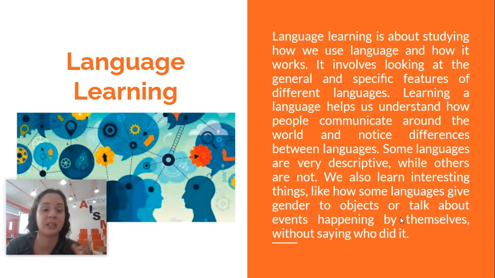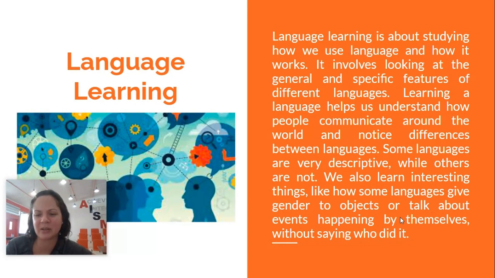Language learning, or linguistics, that's the other way we call it, is the study of how we use language and how it works. It involves looking at the general and specific features of different languages. Learning about language helps us understand how people communicate around the world and notice differences between languages. Some languages are very descriptive, while others are not. We also learn interesting things like how some languages give gender to objects or talk about events happening by themselves without saying who did it.